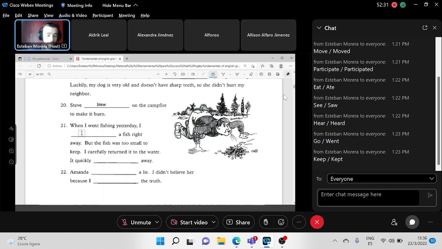So in this case, we can use the past tense of catch. So caught is the past tense of catch, right? And in this one, we can use swam, which is the past tense of swim. So caught is the past tense of catch, and swam is the past tense of swim.